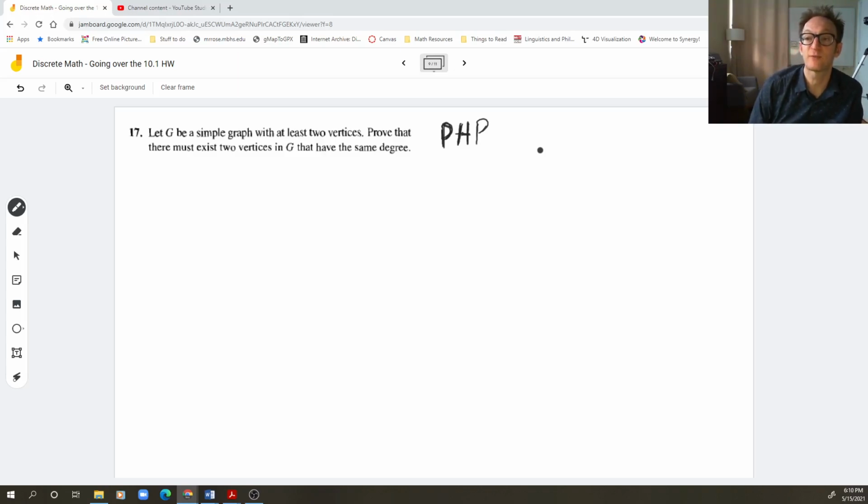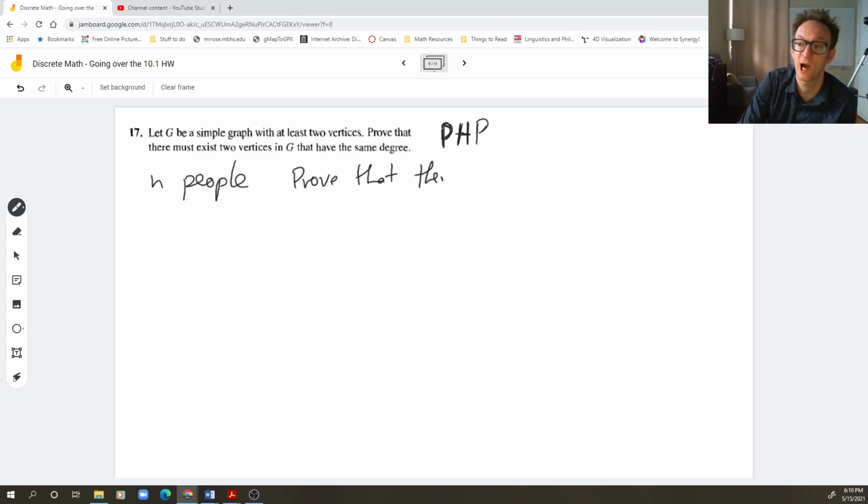Well, if we think of graphs as friendships, then what this is saying is, I've got n people. Suppose we're at school or something like that, and there are n people in the school. Prove that there must exist two vertices in G that have the same degree. This can be rephrased as, prove that there are two people with the same number of friends.